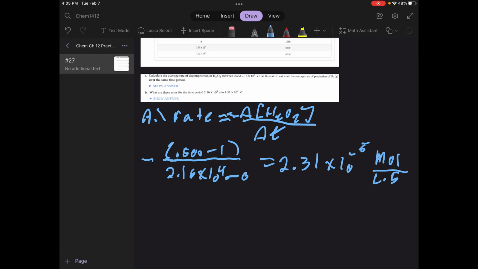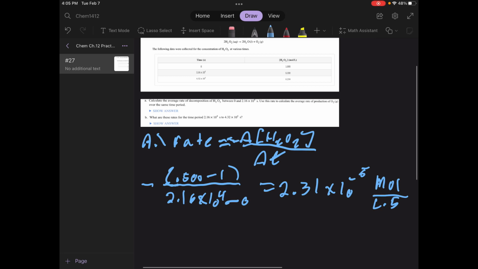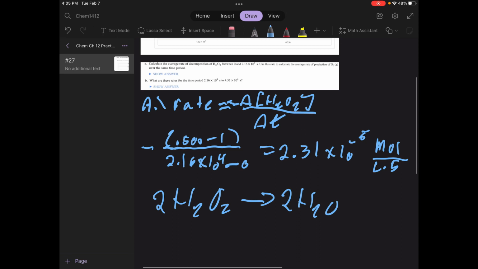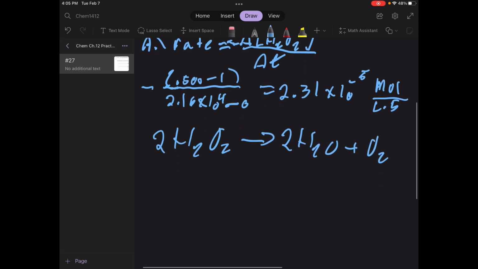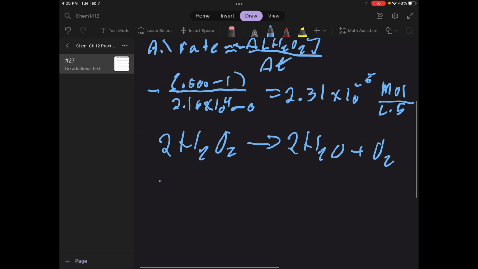And to get our rate for O2, we use essentially the mole ratio. So we know that 2 H2O2 will make 2 H2O plus O2 gas. And using mole ratio on this one, we know our rate for H2O2 is 2.31 mole per liter second.